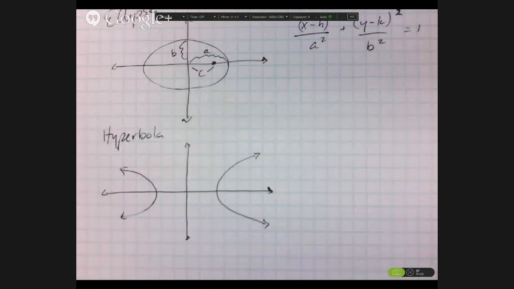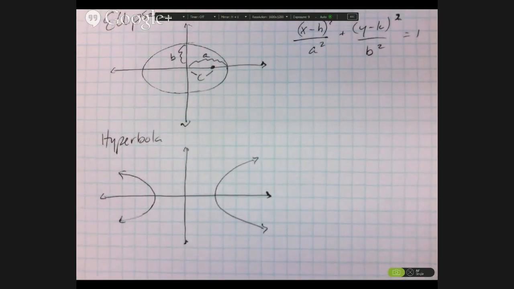Yeah, you cut it in half and switch things around, right? You just kind of face it out. So the equations are very similar in that respect.